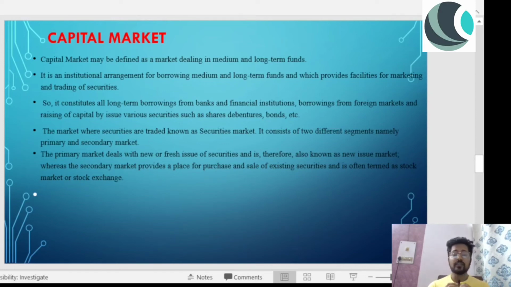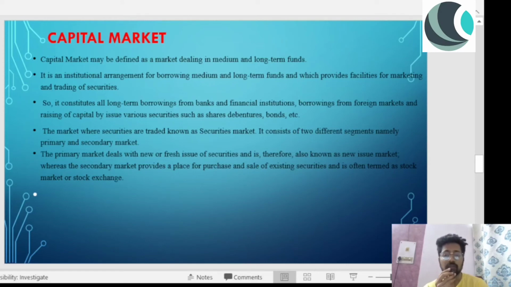So it is an institutional arrangement for borrowing medium and long term funds, which provides facilities for marketing and trading of securities, right? So we're talking about capital market now. You have to remember this is an institutional arrangement for borrowing medium and long term funds. In money market we are talking about short term funds, in capital market we are talking about medium and long term funds, right?